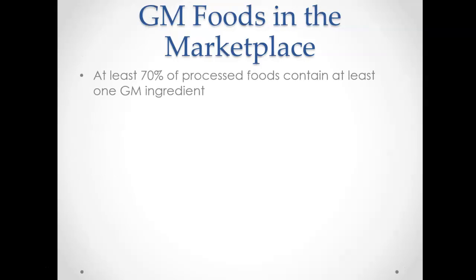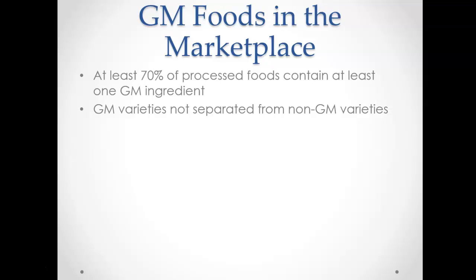So if you're not aware, here in the United States, at least 70% of processed foods are going to contain at least one genetically modified ingredient. So what that means is if you go to the supermarket and you go to the area of the supermarket that has anything in a box or a bag, so anything that's packaged, something that's been processed, there's a 70% chance that one ingredient in that ingredient list is going to contain a genetically modified ingredient.